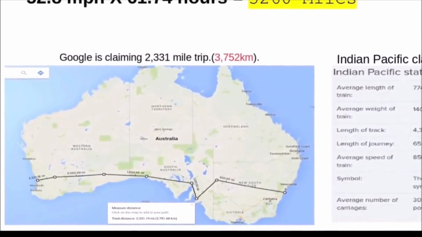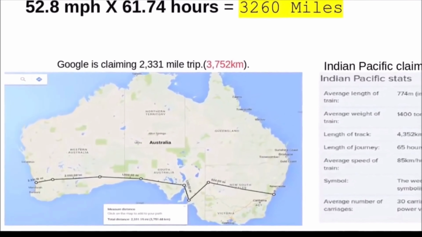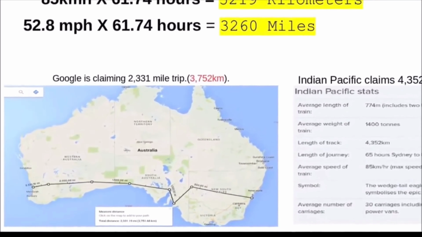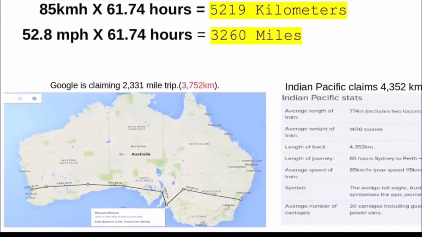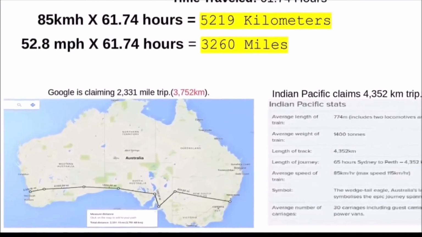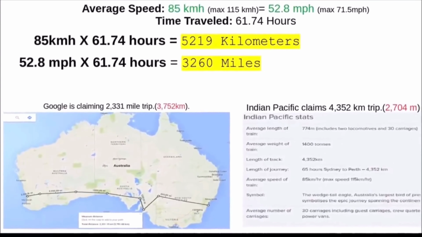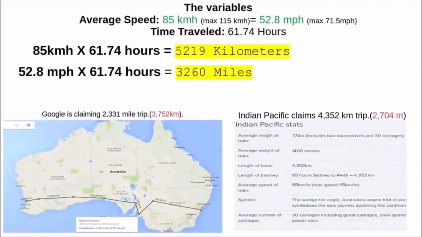But here you can see this is the most direct train route in Australia from coast to coast, and it covers a distance of 2,331 miles, 3,750 kilometers. Okay. So that's just using Google Earth. Here, the Indian Pacific is the name of the rail line. They have it down to the mile because they know their tracks. And they say that it is 2,670 miles, 4,352 kilometers. Okay. So we want to see if that is true.